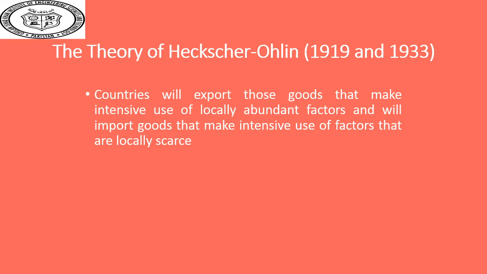For example, Pakistan is full of water because of the very big Indus River, and cotton needs lots of water. So cotton is good for export, and also cement. Therefore Pakistan is exporting cotton, which makes intensive use of locally abundant factors, which means water. Cement is also there, as there are sources of the cement materials. So this is the theory of Heckscher-Ohlin.